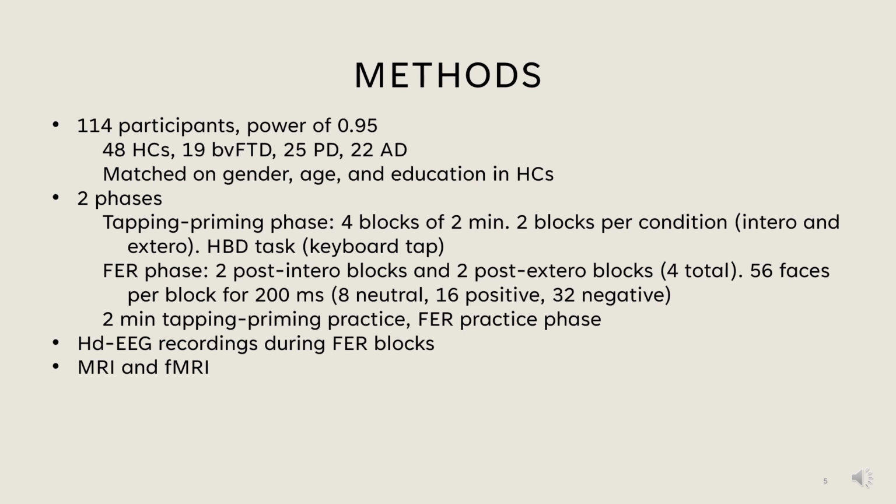In each of the 4 blocks, 56 faces were presented in a pseudo-randomized order per block for 200 milliseconds each. This comprised 8 neutral, 16 positive, and 32 negative faces. The participants were asked to judge as fast and as accurately as possible, and this is known as the IES, that was calculated per condition and emotion.